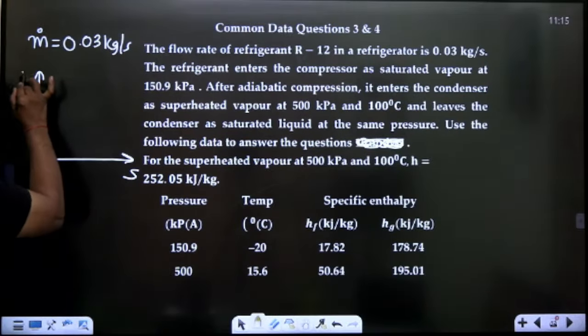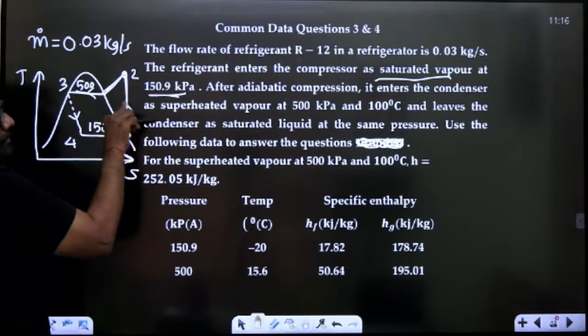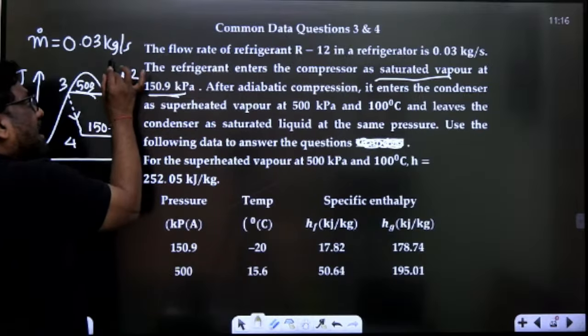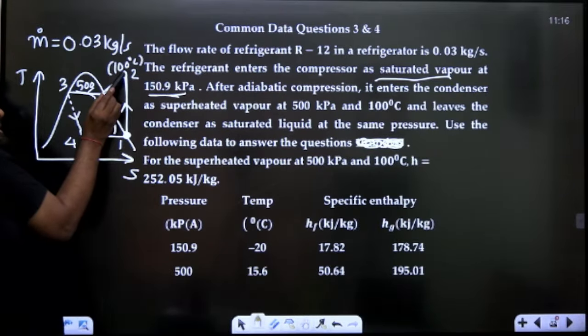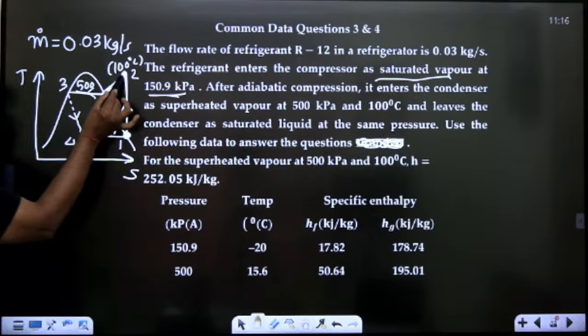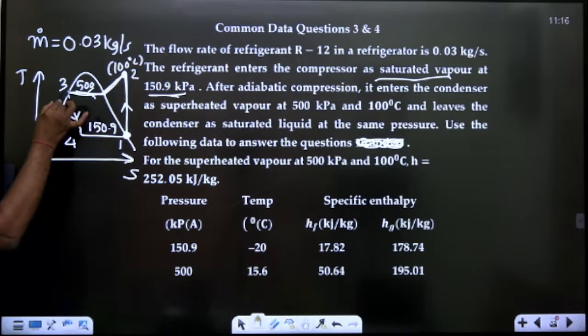After adiabatic compression, it enters the condenser as superheated. It is all in the superheated region at 500 kilopascal. This is the constant pressure line, and this pressure is 500 kilopascal. The temperature is also given. It enters the condenser at 100 degrees centigrade and 500 kilopascal, and leaves the condenser as saturated liquid at the same pressure.